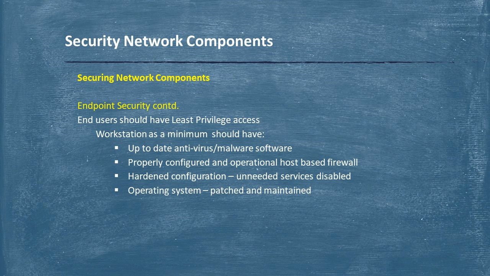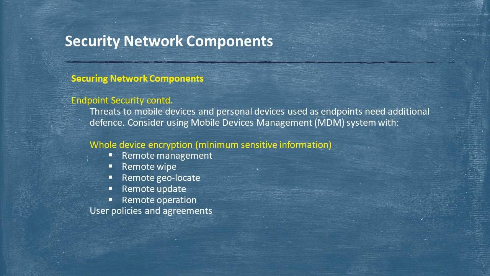What is the need? As per the need, workstations as a minimum should have up-to-date antivirus and malware software, and a properly configured and operational host-based firewall. It also should be hardened. Even the desktop should be hardened. The operating system should be patched and maintained regularly. These are some of the steps to ensure security at the endpoint devices, like desktop, handheld devices, and user-held devices.